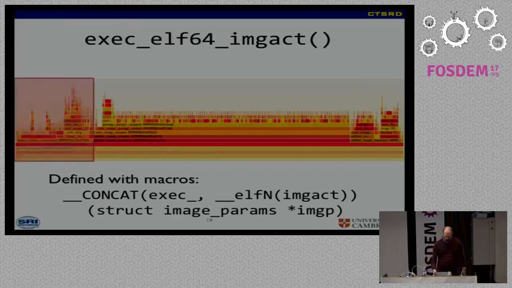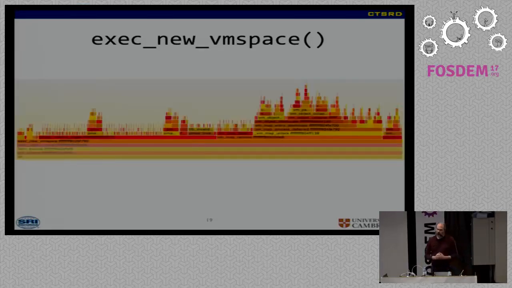So the first bit of the image activator is a call to exec new namespace, which does kind of what you might think, which is to say it takes the process and it rips all the VM space out. So it rips all the page mappings out, and you end up now with an empty process which has no memory behind it.